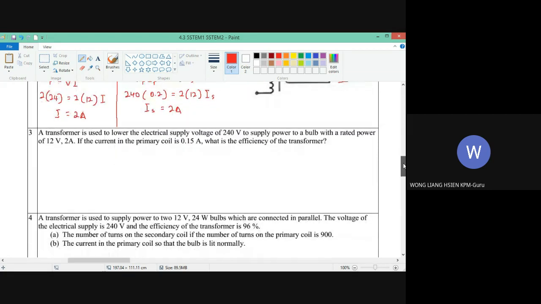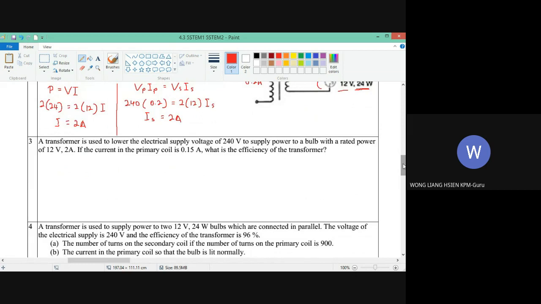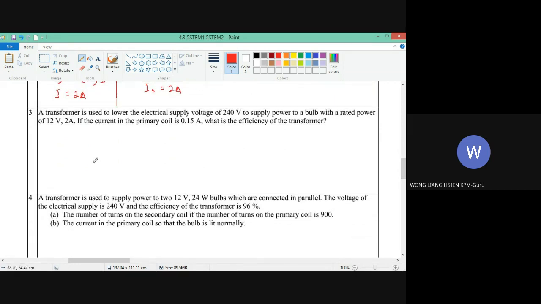Okay, let's look at number 3. A transformer is used to lower the electrical supply voltage of 240 volt to supply power to a device with a rated power of 12 volt 24 ampere. If the current in the primary coil is 0.15 ampere, what is the efficiency of the transformer?